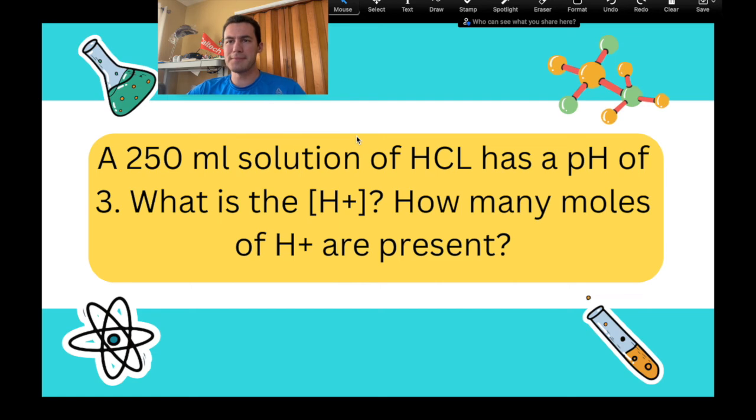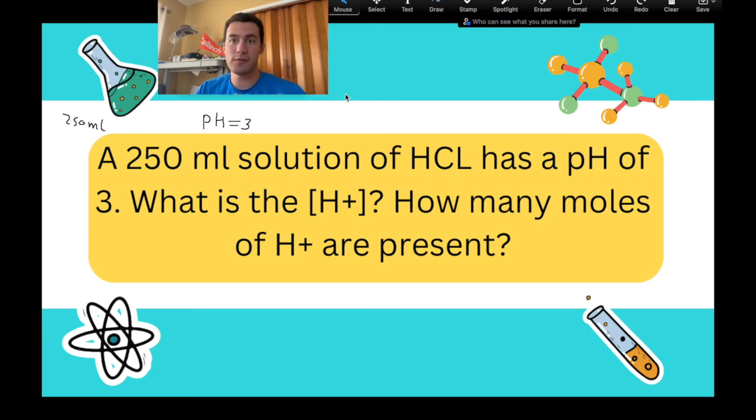Now, I'm going to put the third one out here as a tougher one, which is going to relate more to finding moles. Now, let's see what our given information is. So here we have 250 milliliters of a solution of HCl. Has a pH of 3. So our pH is going to equal 3 right here. Now we have two questions. What is the concentration of protons and how many moles of protons are present?